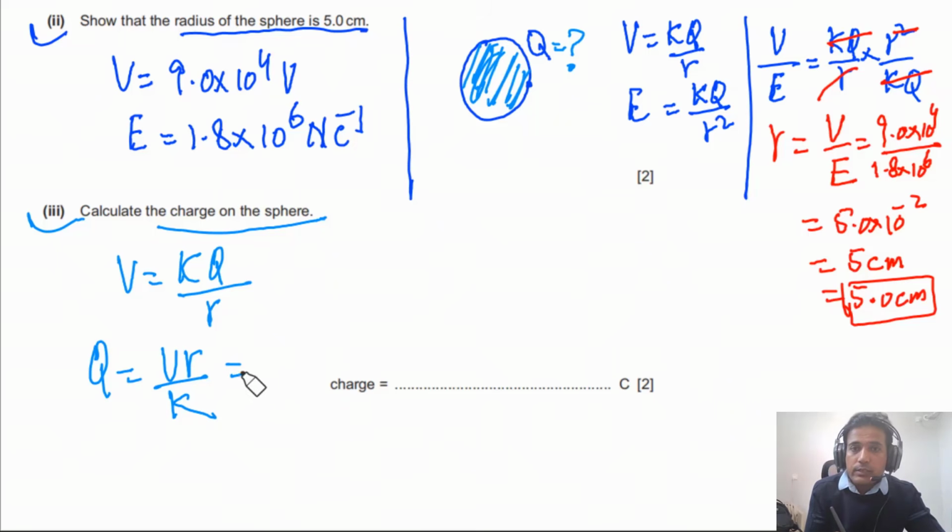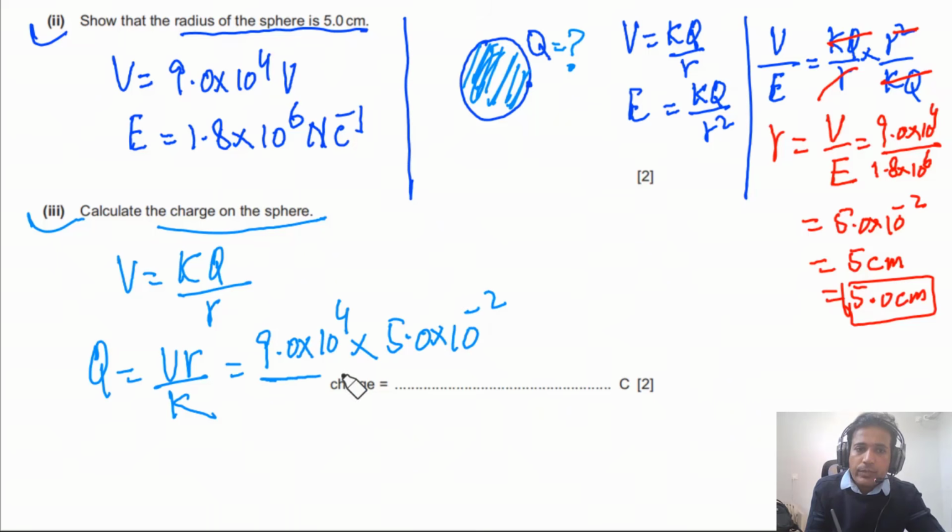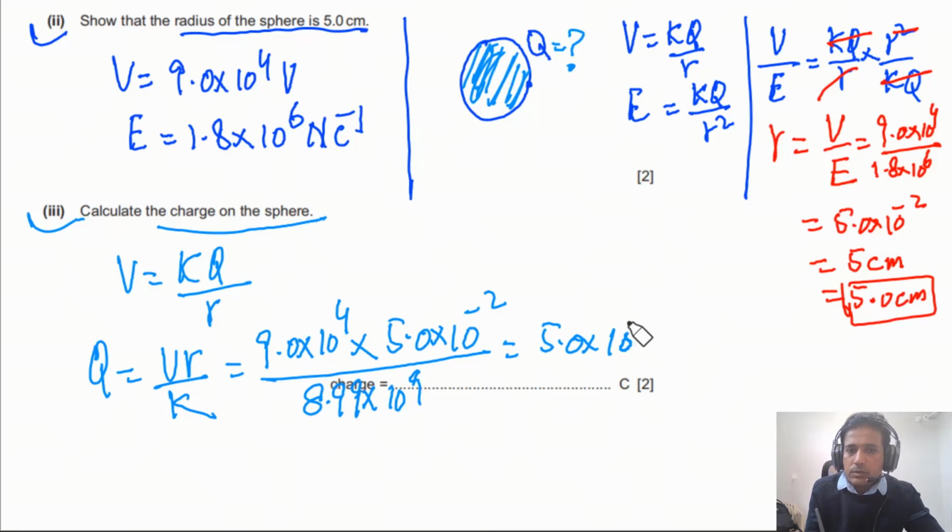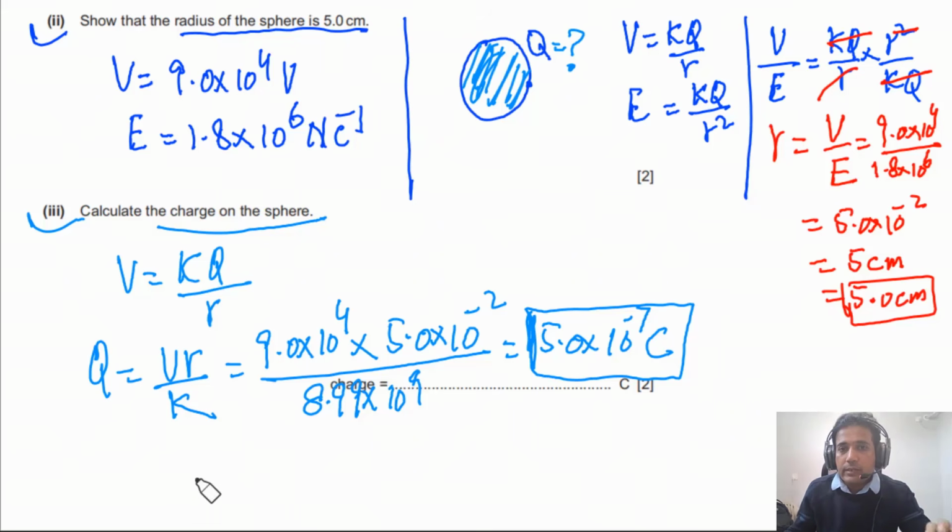The value of V we have is 9.0 times 10 to the 4, multiplied by R, which we found as 5.0 times 10 to the minus 2, divided by K, which is 8.99 times 10 to the 9. If we solve this, we get 5.0 times 10 to the negative 7 coulombs. So this is the value of the charge.